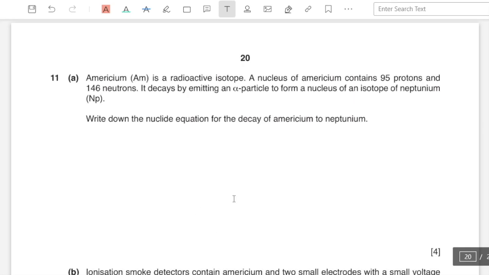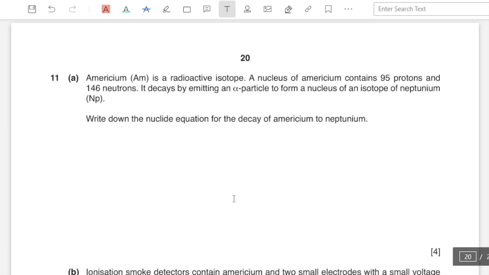Americium is a radioactive isotope. A nucleus of americium contains 95 protons and 146 neutrons. It decays by emitting an alpha particle to form a nucleus of an isotope of neptunium. Write the nuclide equation for the decay of americium to neptunium.